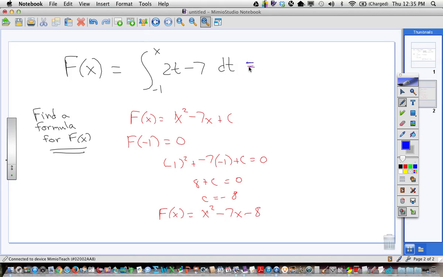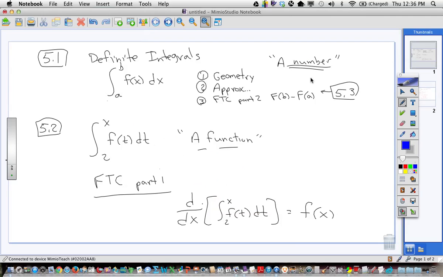Since we learned fundamental theorem part 2, we could actually treat this like it's a definite integral. And the nice thing about doing that is we wouldn't have to worry about the t and the x thing. We could just do it like we would do a definite integral. A definite integral, we would keep this variable. So I would do the antiderivative of this, which would be t squared minus 7t. Oh, I forgot. Do we worry about the c when we do the fundamental theorem? Why not? They subtract out.